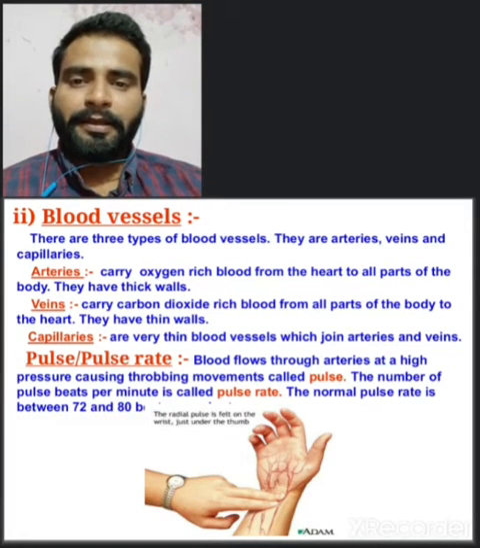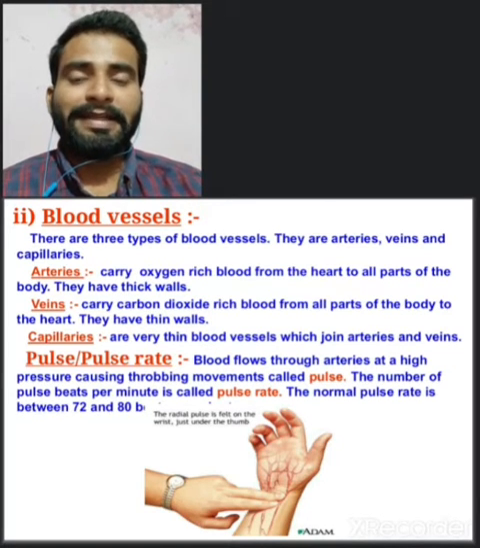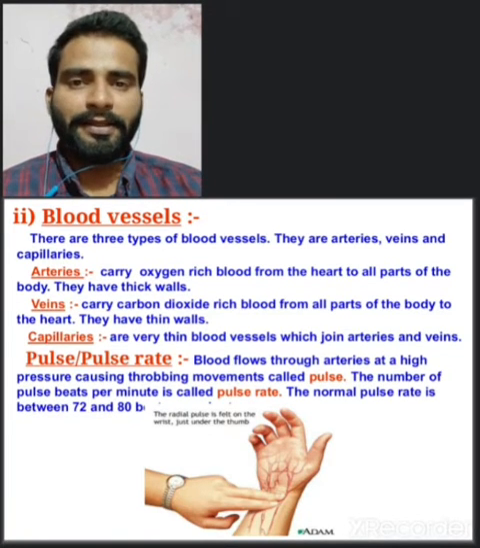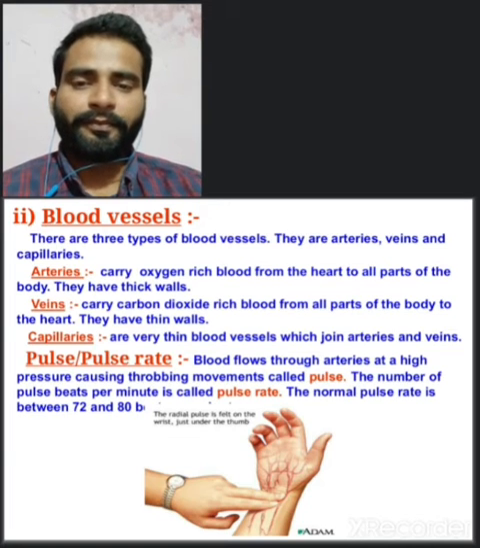Arteries carry oxygen, but veins carry carbon dioxide-rich blood from all parts of the body to the heart. Veins have thin walls. Capillaries are thin blood vessels which join arteries and veins.